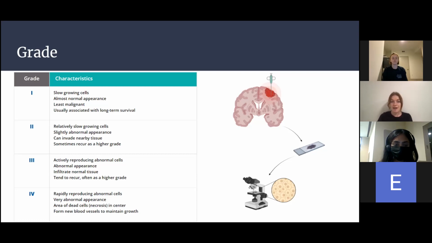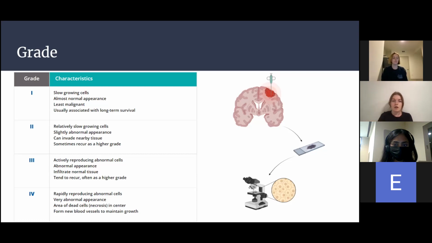Grade 3, you're going to have actively reproducing abnormal cells and an abnormal appearance. So these cells are going to be more abnormal. They're going to be more distinctive from your normal brain cells, and they're going to infiltrate the normal tissue more, or invade the normal tissue a lot more. And so these tumors tend to be more cancerous and harder to treat, and they tend to recur often as a higher grade.